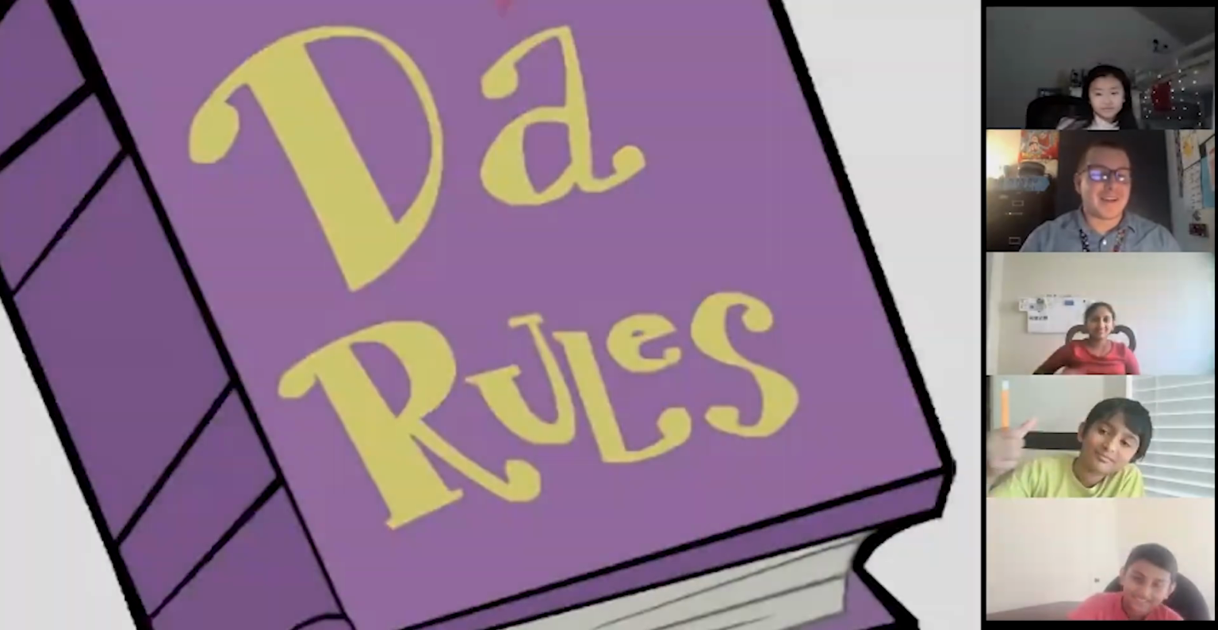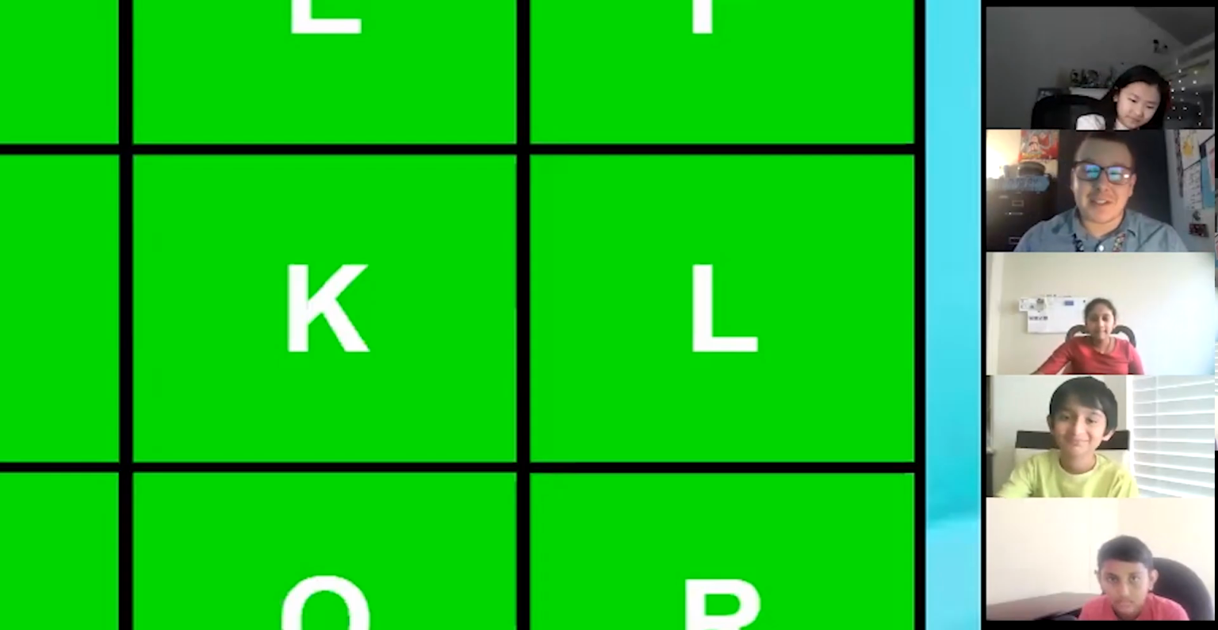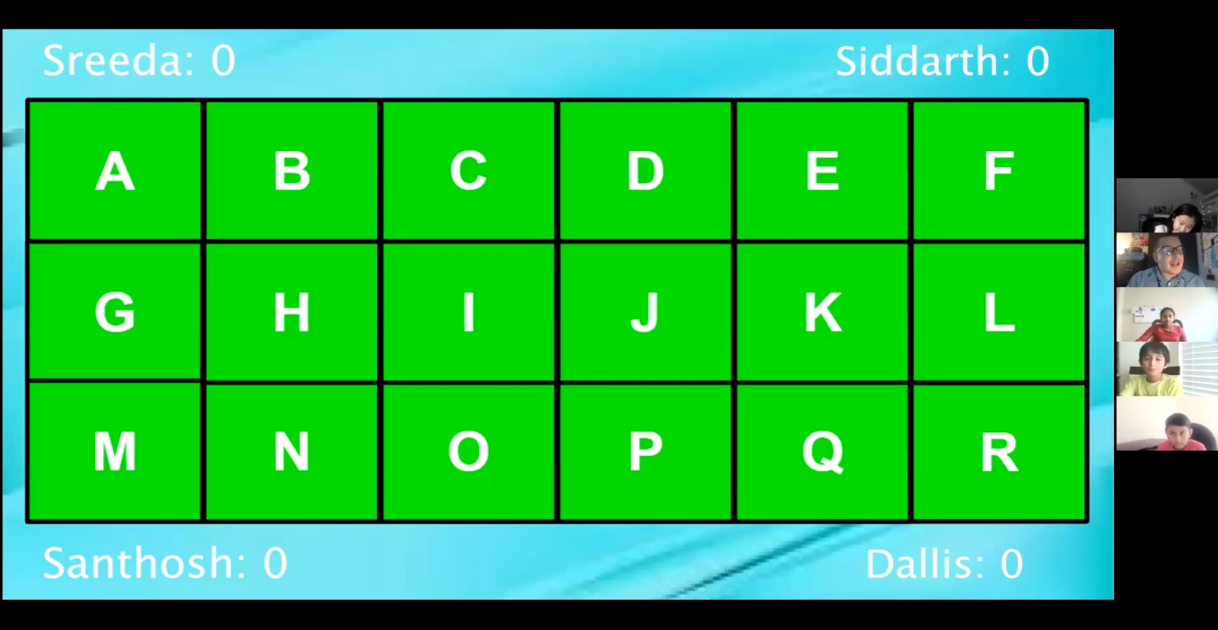Awesome, awesome. Here we go. All right, here's the game board. We've got 18 squares, or actually they're technically rectangles. Got to be a good math teacher here. 18 rectangles on the board. We're looking for matches. So the players will call out a letter and I will reveal what is underneath it.